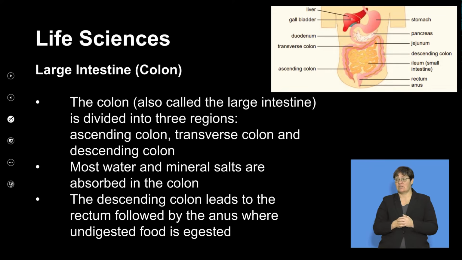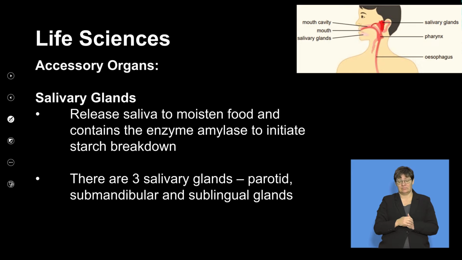The large intestine essentially consists of three parts. You've got the ascending colon, so it moves up. The transverse colon moving across. Food then moves down the descending colon, where it is temporarily stored in the rectum. And then it ends off with food being released through the anus.